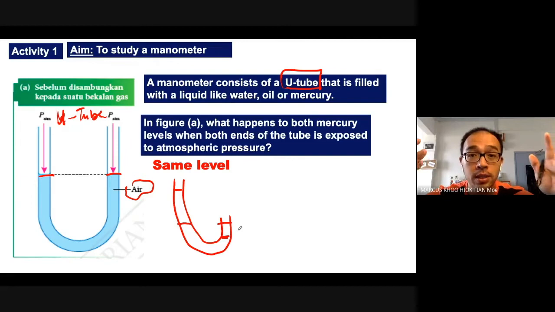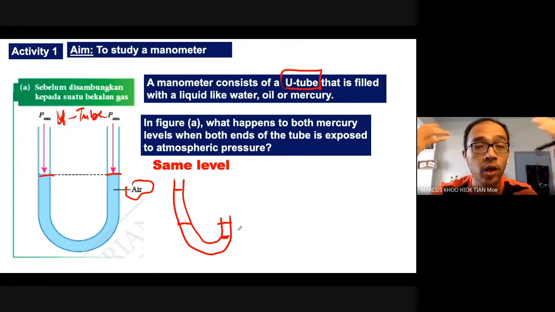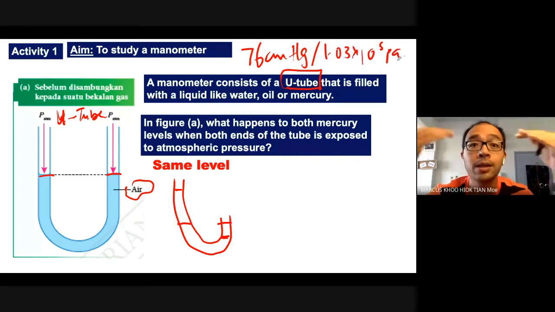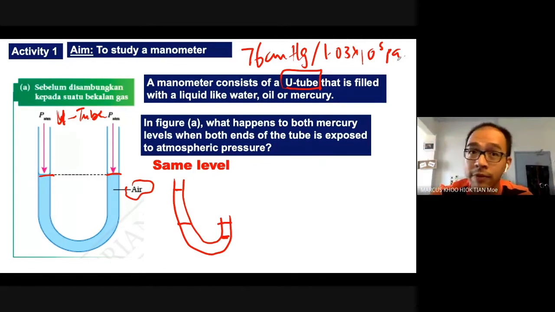Okay, because the idea is this, that the only pressure that is working on the water is atmospheric pressure. And since atmospheric pressure is a constant, it's always 76 centimeter mercury, or 1.03 times 10 to the power of 5 Pascal, it's going to be the same height. Don't believe, after this, you go and take a pipe and then you try to adjust it around and see, you find that it's at the same level.